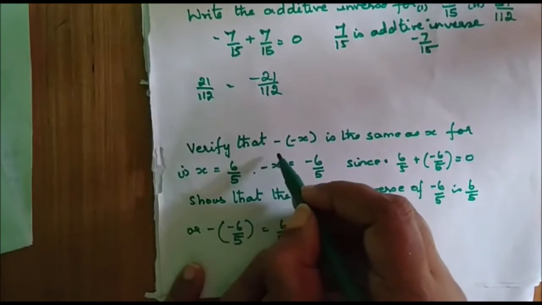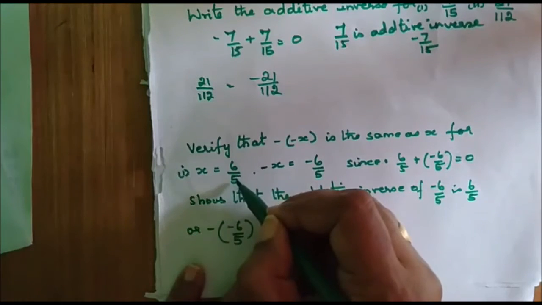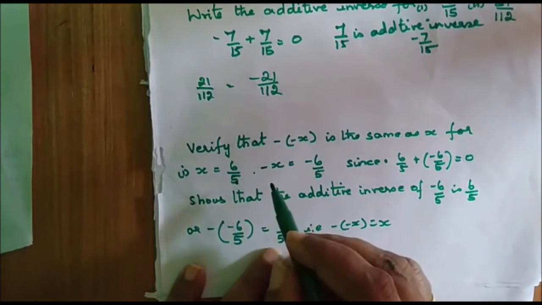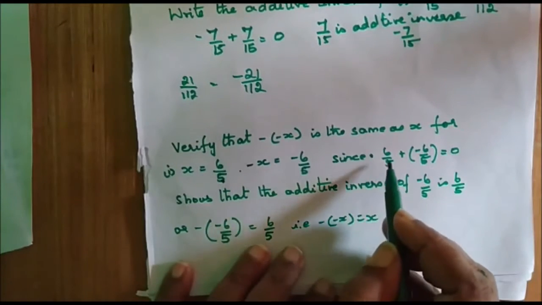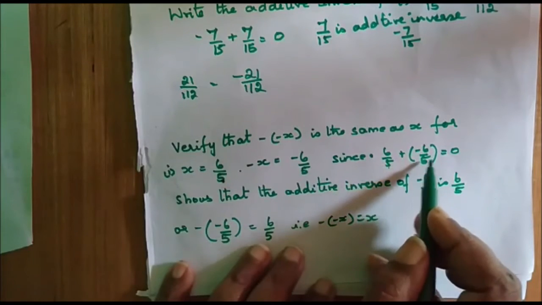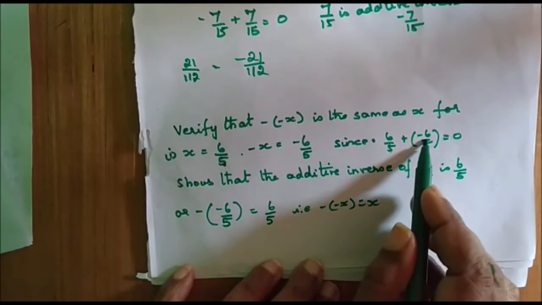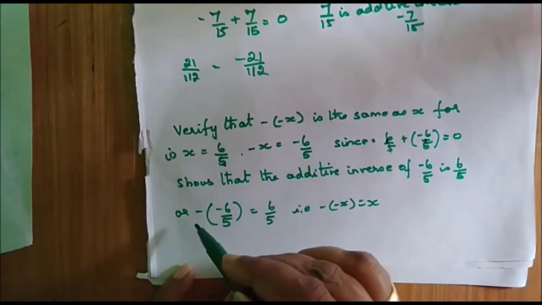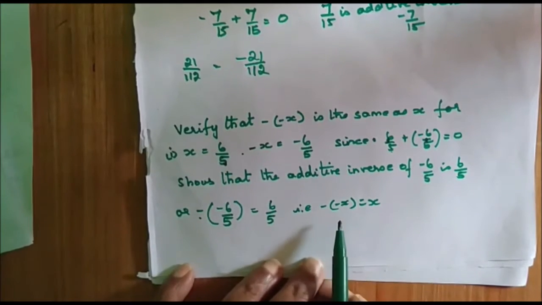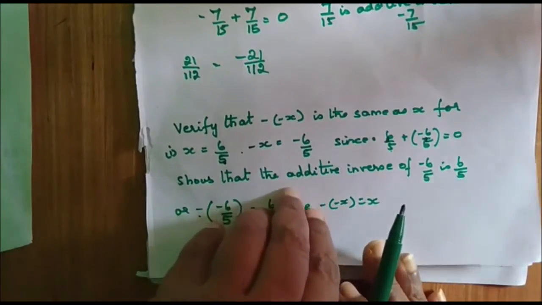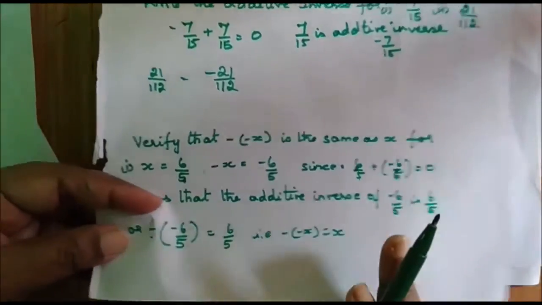Okay. Verify that minus of minus x is the same as x for x equal to 6 by 5. We know from the additive inverse that minus x is equal to minus 6 by 5. Hence 6 by 5 plus minus 6 by 5 equals 0. This shows that the additive inverse of minus 6 by 5 is 6 by 5. Therefore, minus of minus 6 by 5 is 6 by 5, or minus of minus x is equal to x. Okay, such kinds of problems you will get in your exercise.